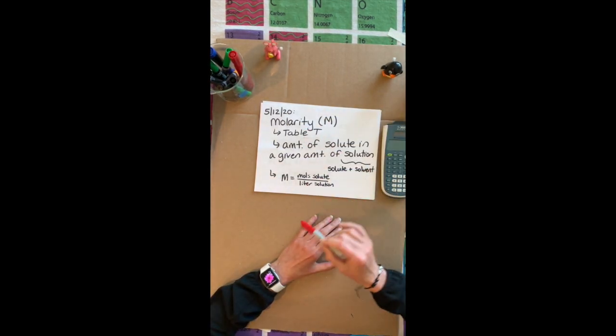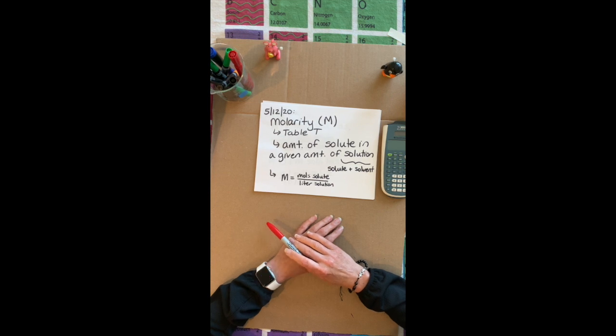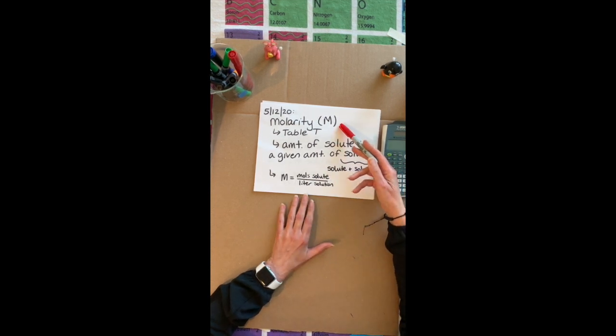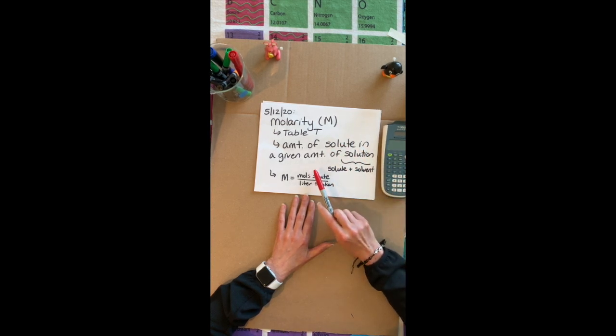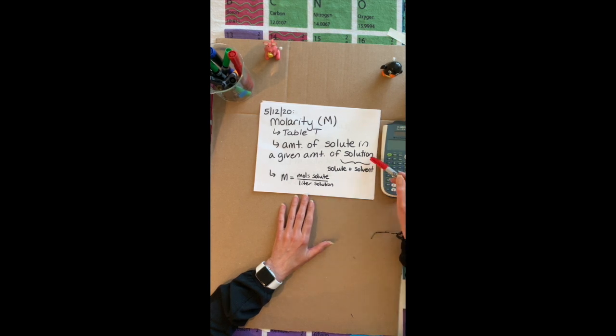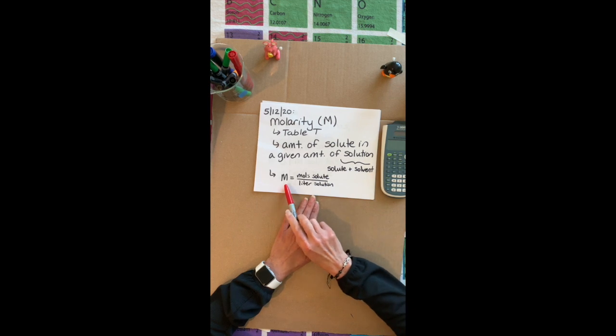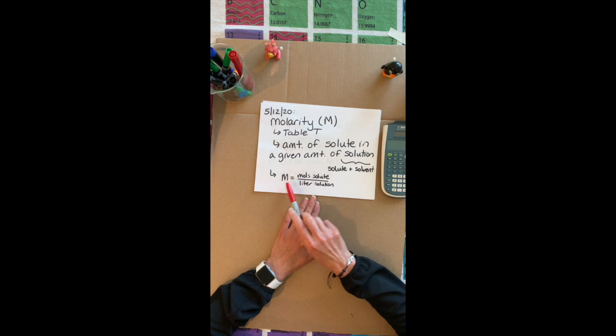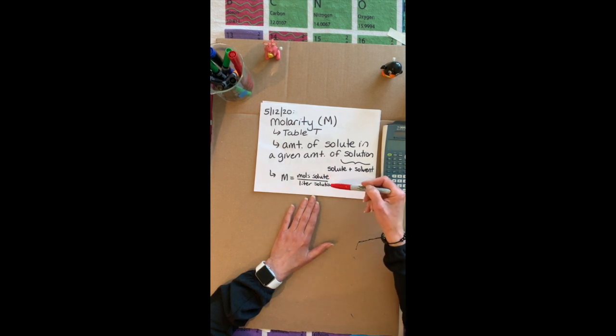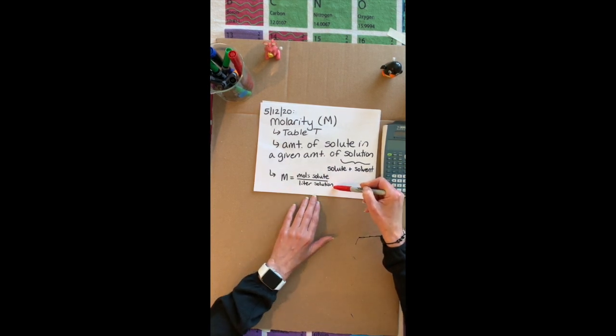Today is May 12th, and the first thing we're going to talk about is the concept of molarity with a capital M. Molarity is the amount of solute in a given amount of solution. And as a reminder, a solution is made up of solute plus its solvent. The equation given in Table T is here. Molarity equals moles of solute per liter of solution.